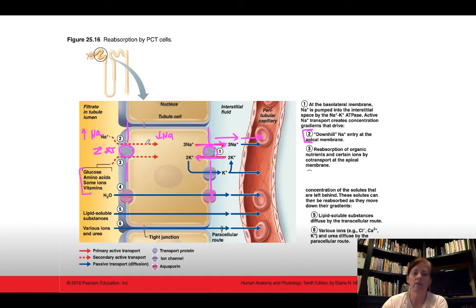So we can have paired movement in the same direction. If you recall, this is like dusting off the cobwebs from last fall, but that's a symport system, or a symporter, when both substances are moving in the same direction. That's what we have here. So sodium is going to enter through secondary active transport at the apical membrane, and sodium is going to leave the cell at the basolateral membrane through the sodium-potassium pump.